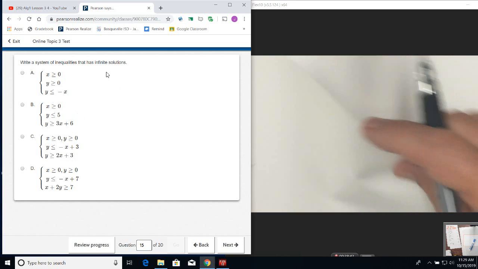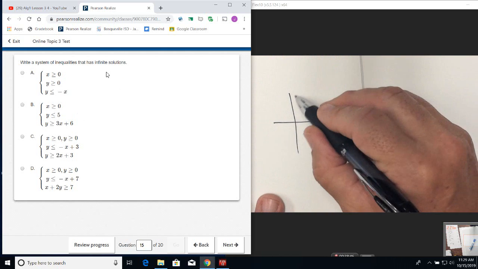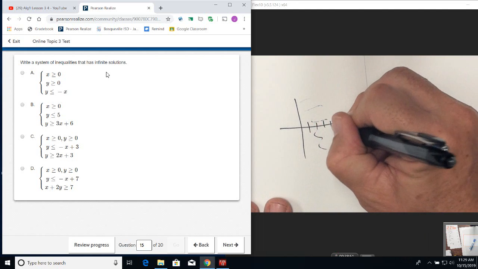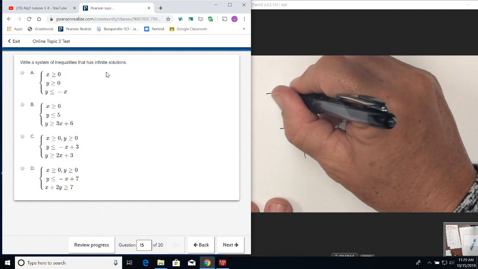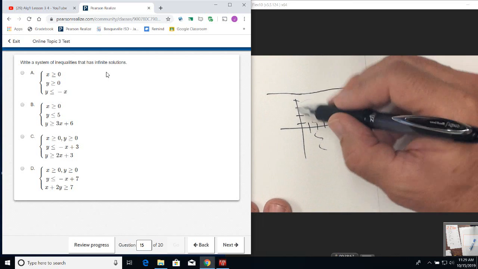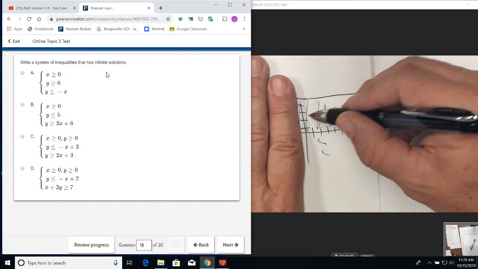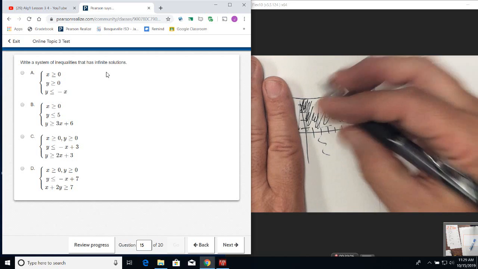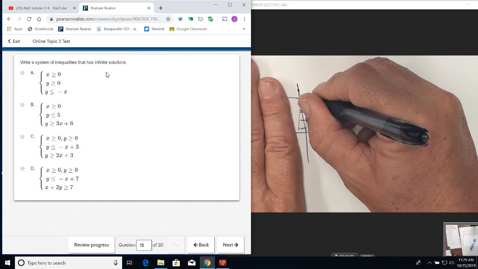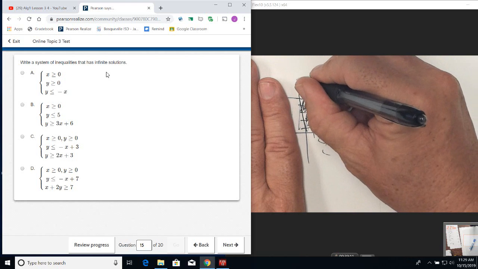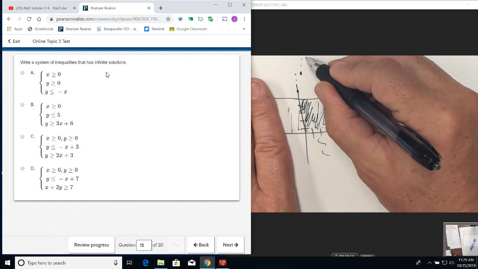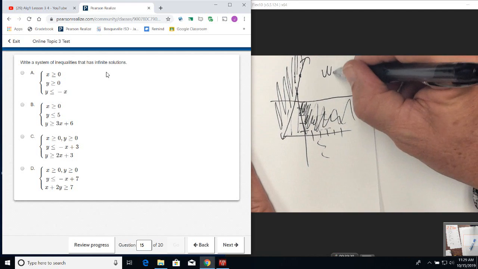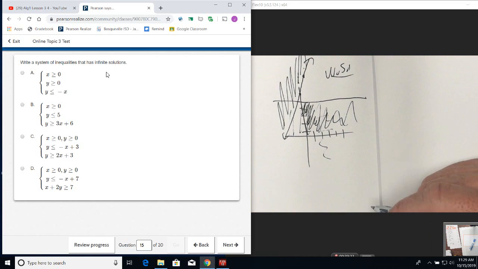So if we looked at B, what B would look like is this. You have x is greater than or equal to 0, so over here. And then y is less than or equal to 5: 1, 2, 3, 4, 5. So that would be down below that one. So we're looking only at this shaded region so far. And then my next one would be 3x plus 6. This would have a y-intercept of 6 and a slope of 3, so I'd go up 1, 2, 3 over 1. This right here would be shading the values above that. That would be no solution because there's not an overlapping region for all 3 of them.